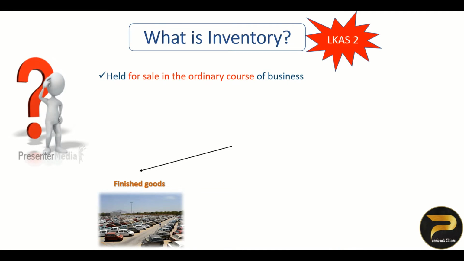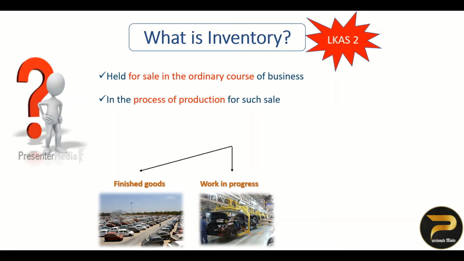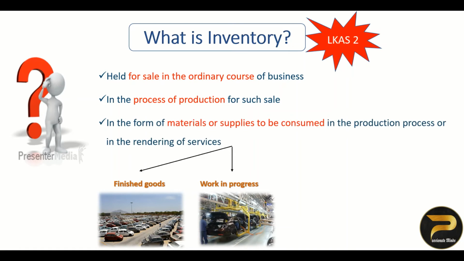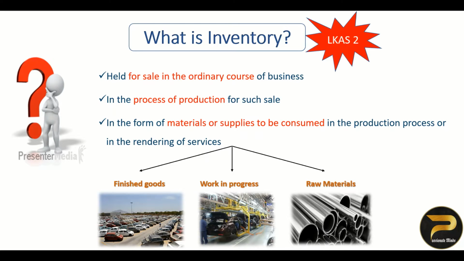Next, in the process of production for such sale, for example, work in progress. And finally, in the form of materials or supplies to be consumed in the production process or in the rendering of services, for example, raw materials used in production.